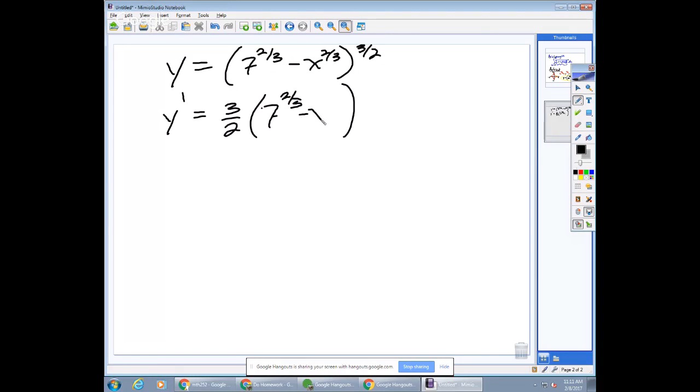So we've got 7 to the 2/3 minus x to the 2/3, and then we reduce the power, so we get 1/2.